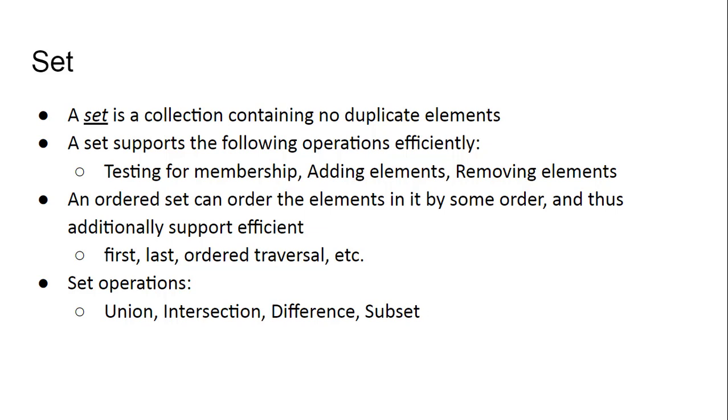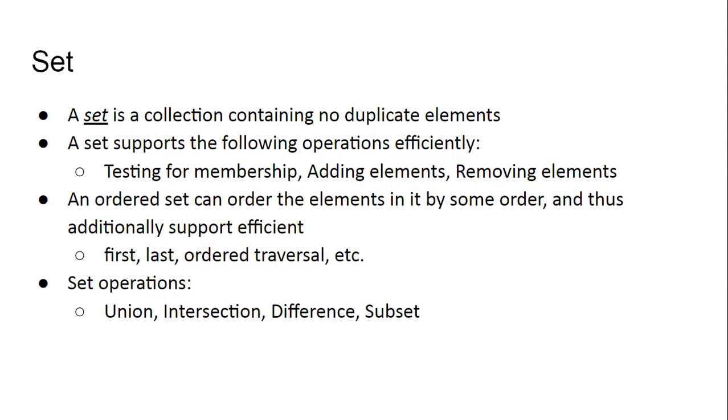And there are two kinds of set. One is unordered, so we don't use any order between the elements. The other kind is an ordered set, where there is an ordering relation between the elements. And an ordered set will support efficient operation of finding the first, which you can think of as the smallest element in the set, finding the biggest element in the set, or you can traverse the elements in the set in order. So these operations are also efficiently supported.